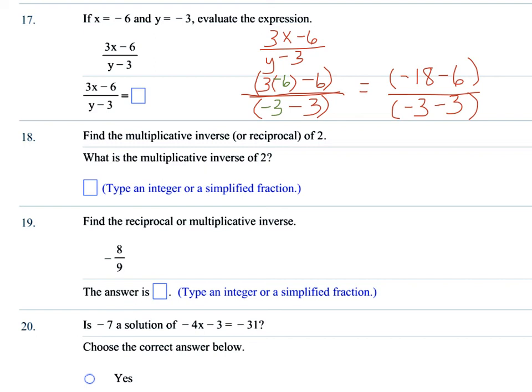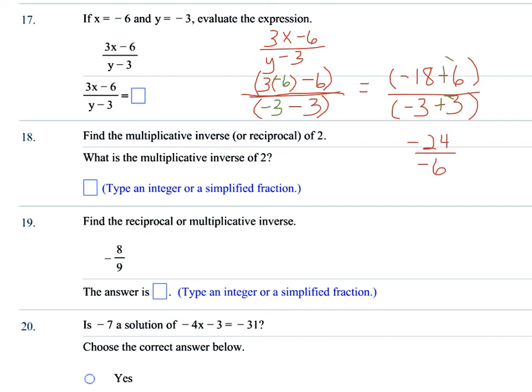Remember, for my subtraction problems, I want to change my subtraction to addition and change the sign of the next number to its opposite. So instead of negative 18 minus positive 6, I've got negative 18 plus negative 6. And I'll do the same thing in the denominator. Change subtraction to addition, change the sign of the next number to its opposite. So I've got negative 3 plus negative 3.